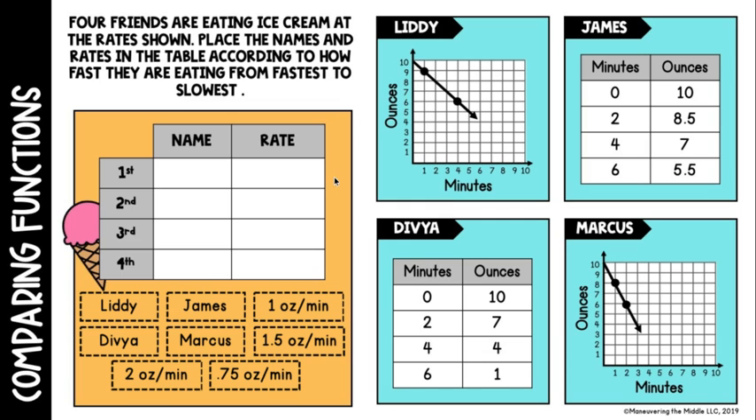So we have 4 people, Liddy, James, Diva, and Marcus. And we have to determine the rate at which each of them are eating ice cream, put them in order from fastest to slowest. And along with putting them in order, whoever ate the fastest goes first, whoever ate the slowest is fourth, and put their corresponding ounces per minute of eating their ice cream on the right-hand side. Okay?